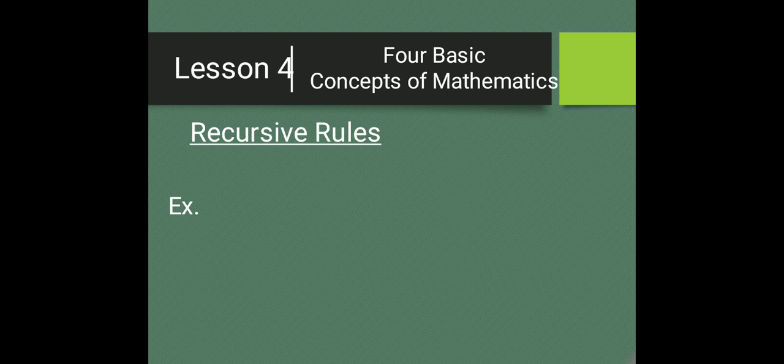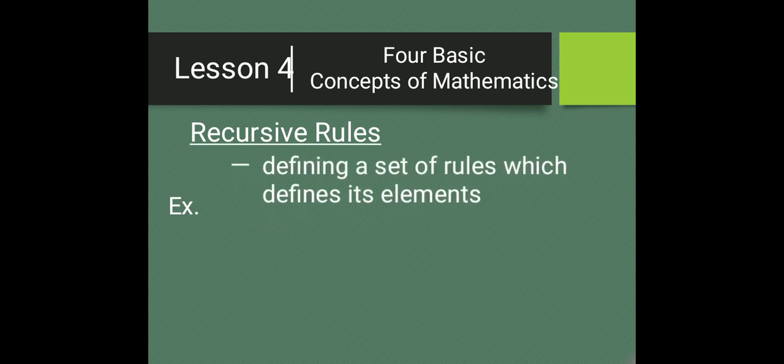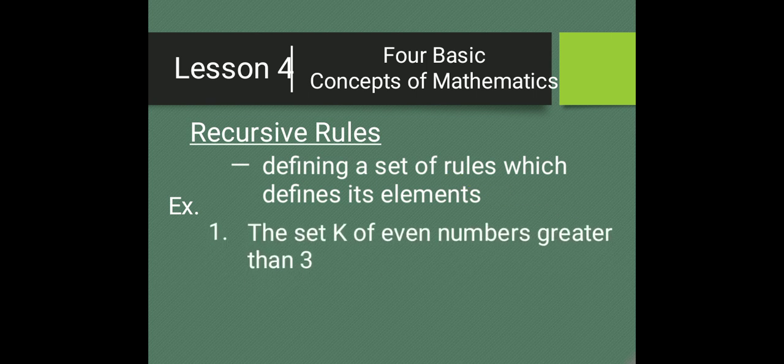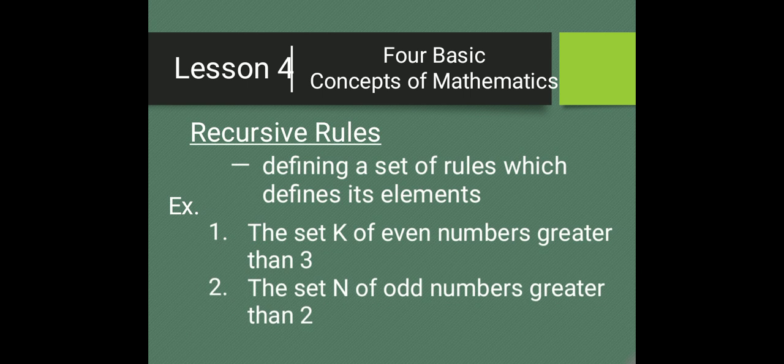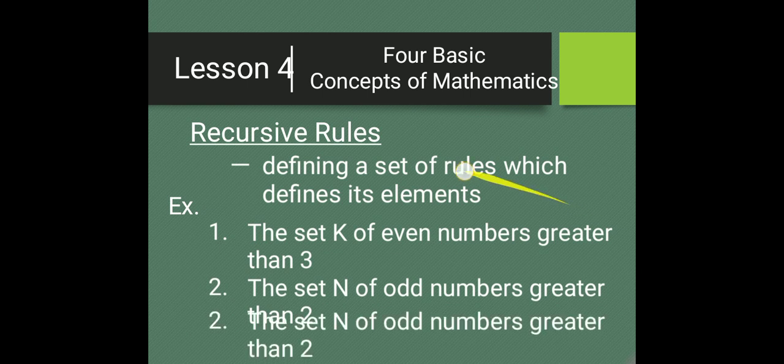Okay, we also have recursive rules. Ano yung recursive rules? We use this rule by defining a set of rules which defines its elements. So instead of stating its property and listing, we typically define a set of rules for the elements. So, say for example this one, the set K of even numbers greater than 3. So, hindi na-state yung property, kundi yung rule. So, yan ay example ng recursive rule. Okay, the set N of odd numbers greater than 2.